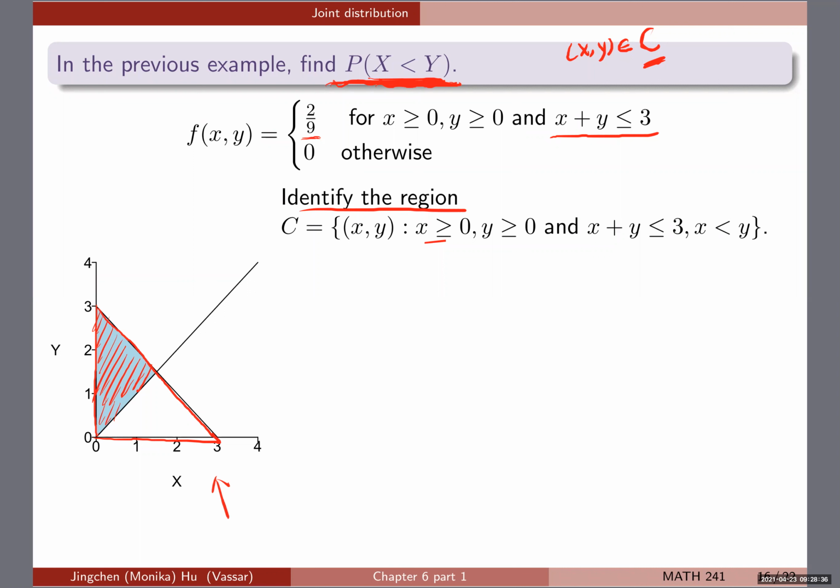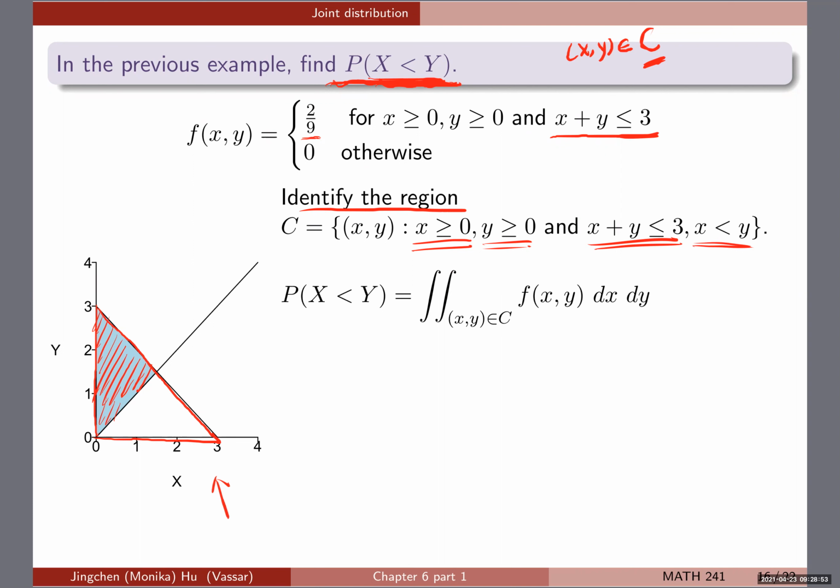So x is greater or equal to 0, that's good. y greater or equal to 0, that's good. The sum is smaller or equal to 3, that's what we know already. And then lastly, x is smaller than y. So with all that in mind, we are ready to try to do a double integral.